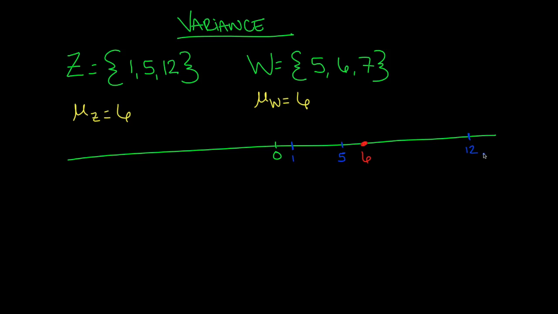And let's draw W in yellow. So yellow actually has a dot right here on top, 5. There's a dot right there at 6, and a dot right there at 7. Okay, so they have the same mean, but if you had to say in a word what the difference is between yellow and blue, you might say spread out. Okay, that's 2 words, right? You might say that blue is more spread out than yellow.